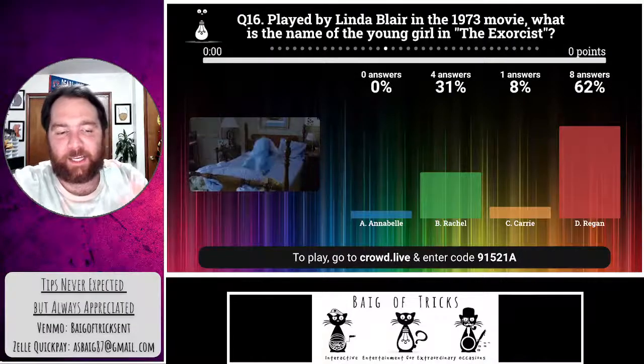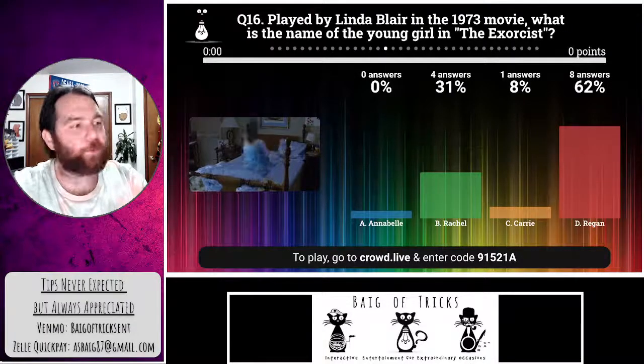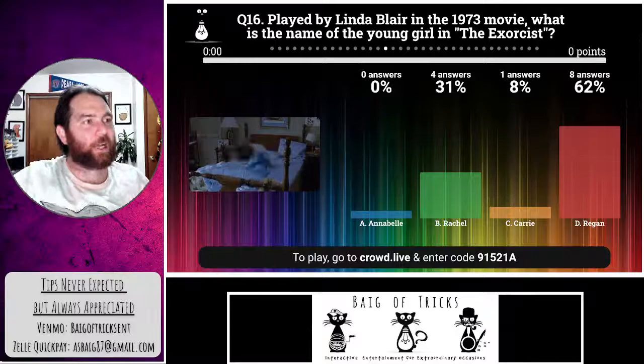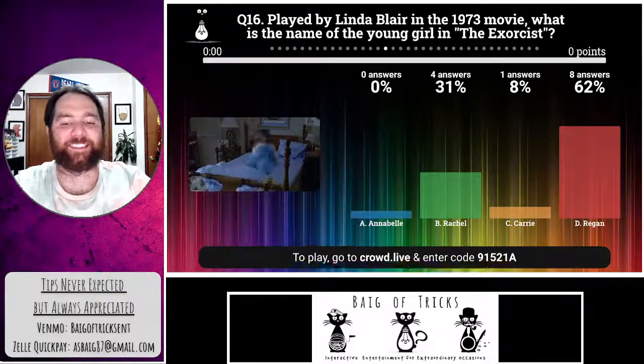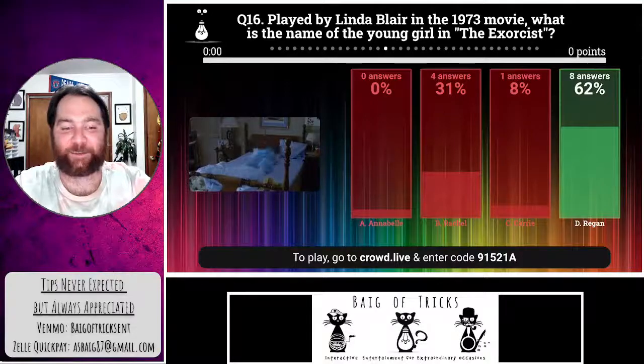So everybody, for the most part, knew that her name starts with an R. Most of us said either Rachel or Reagan. The correct answer here is Reagan. 8 of you got that right.